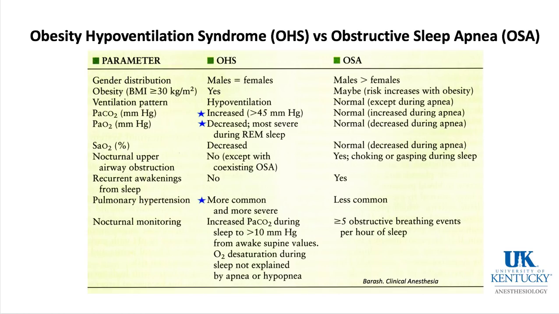And if a patient has this for an extended period of time, they can develop pulmonary hypertension, which is more common and more severe in patients with obesity hypoventilation syndrome than it is with obstructive sleep apnea. When you monitor these patients with polysomnography or sleep studies, their CO2 goes up during sleep and they desaturate, and this is not explained by apnea or hypopnea.